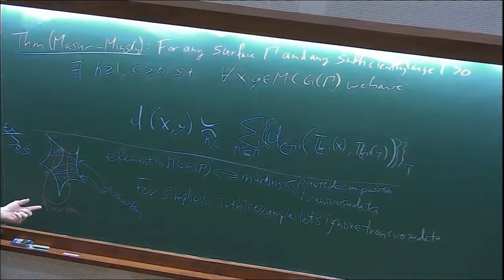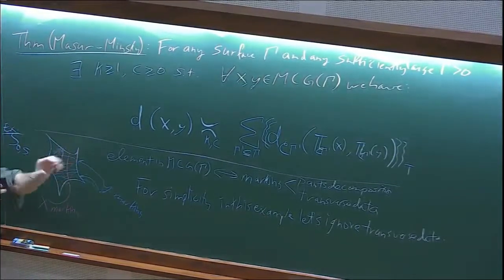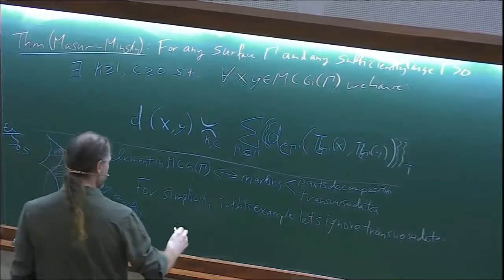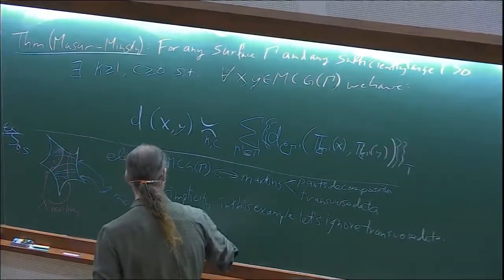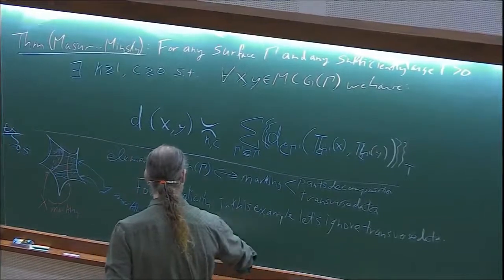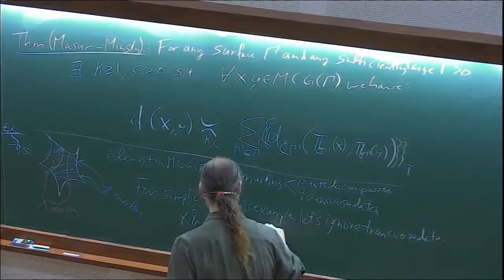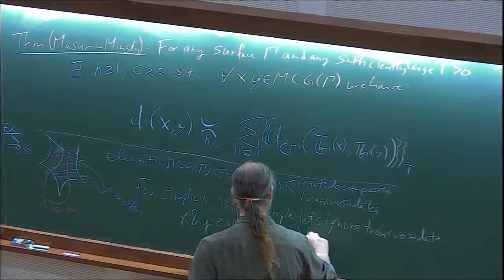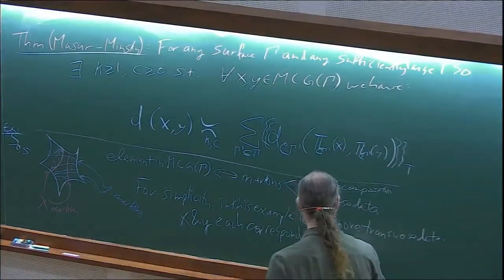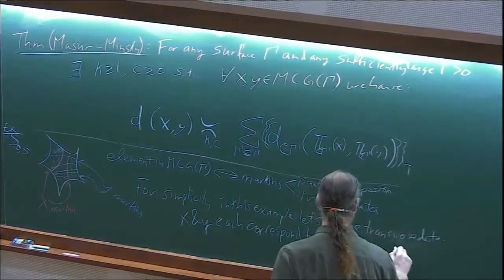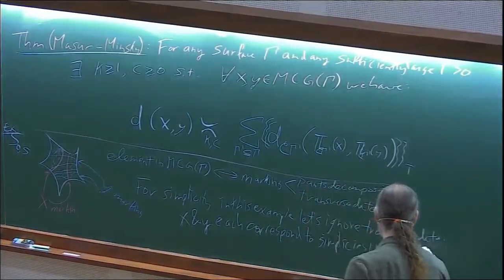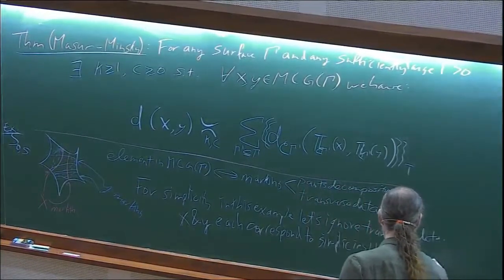An observation is, well, our marking, since we're ignoring the transverse data, is just the Pants decomposition. A Pants decomposition is a pair of disjoint curves. So that's just a simplex in the curve complex of S05. So X and Y each correspond to simplices in the curve complex of S05.